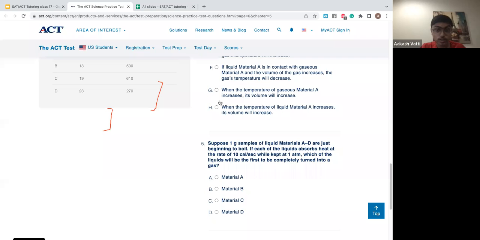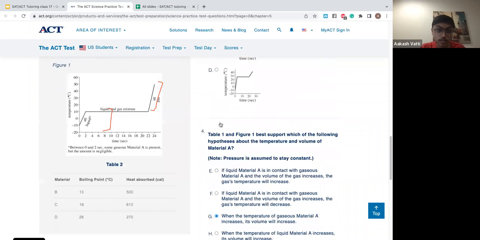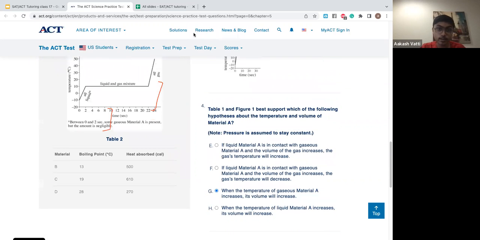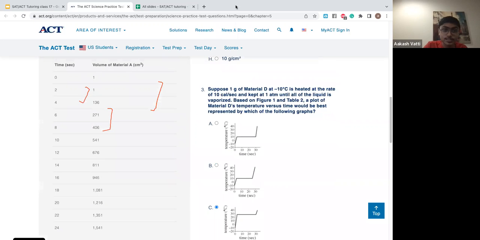And then for H, when the temperature of liquid material A increases, the volume will also increase. That's wrong because if you look right here, the temperature did increase by 20 degrees. However, when we go to the volume at the top of table 1, the volume did not increase right here. It stayed the same. Therefore, G is our answer. Any questions?